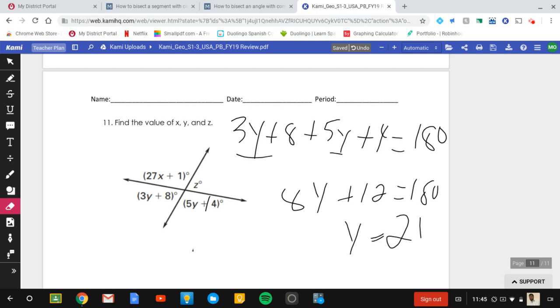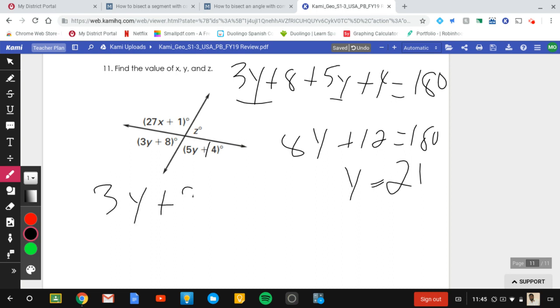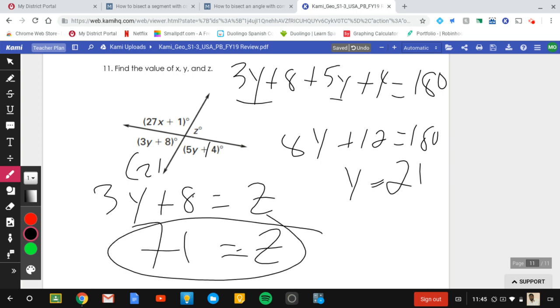So notice if I'm looking for z, I can say 3y plus 8 is equal to z. We know what y is. Y is gonna be 21. So what is z gonna be? Z is gonna be 21 times 3 plus 8. Z is gonna be 71.